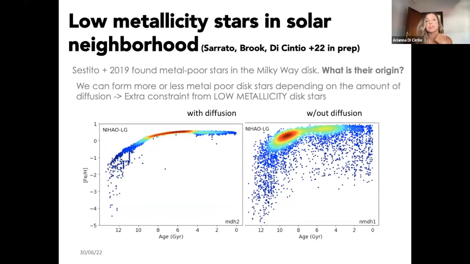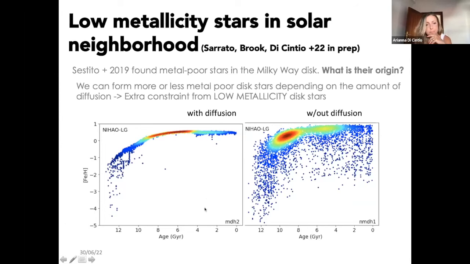Another way to try to constrain diffusion is by looking at low metallicity stars in the solar neighborhood. Sestito and collaborators found metal poor stars in the Milky Way disk. And so the question is, what is their origin? And also, can we get some extra constraint on diffusion by looking at these stars?